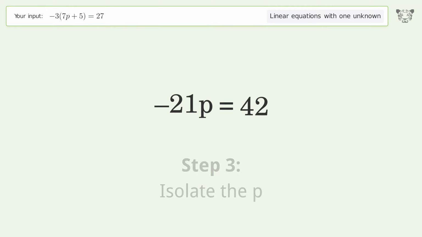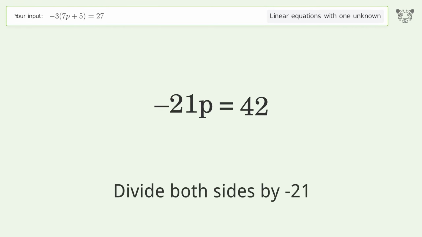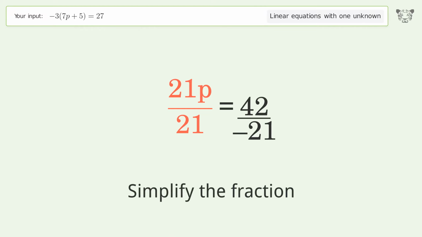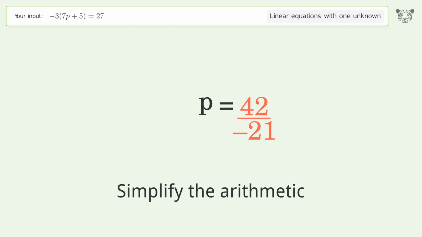Isolate the p. Divide both sides by -21. Cancel out the negatives. Simplify the fraction. Simplify the arithmetic.